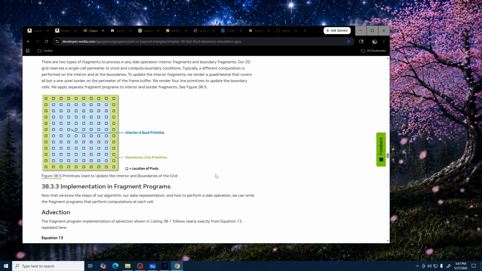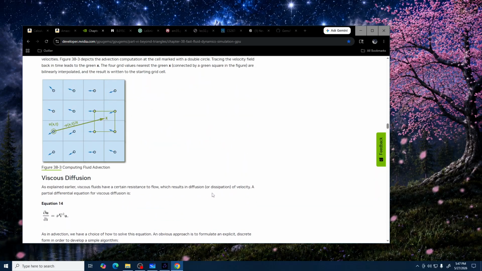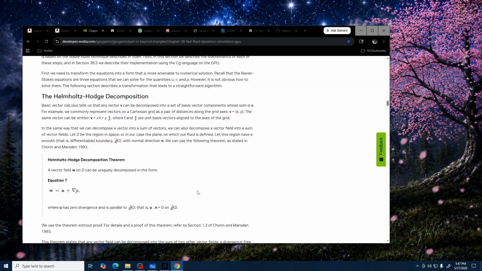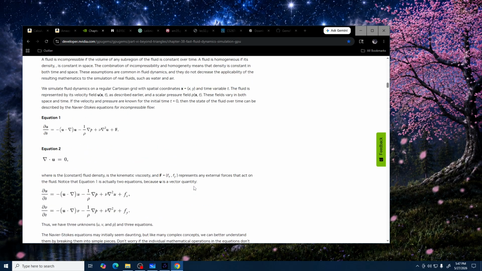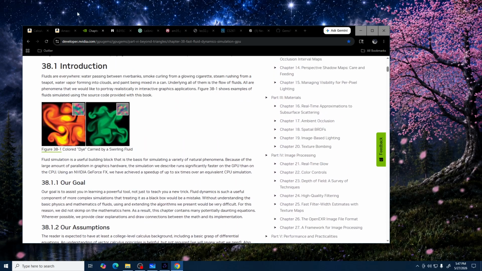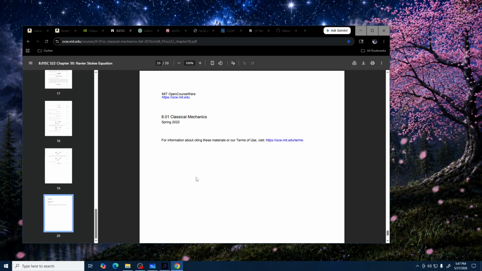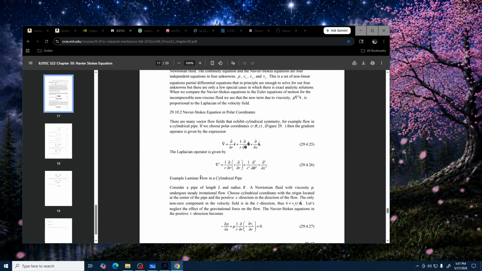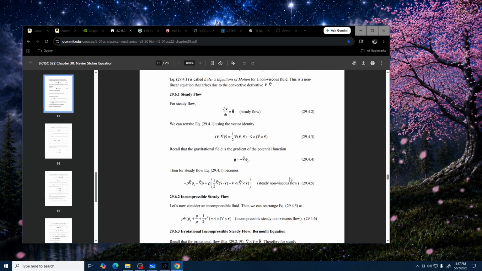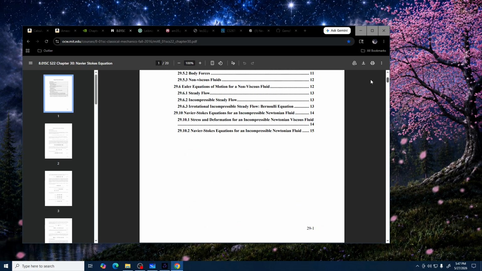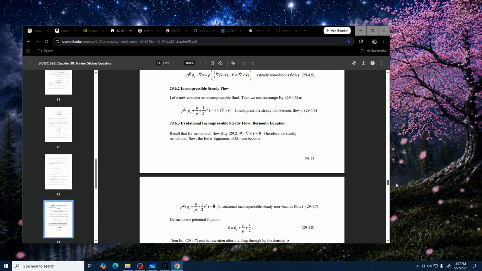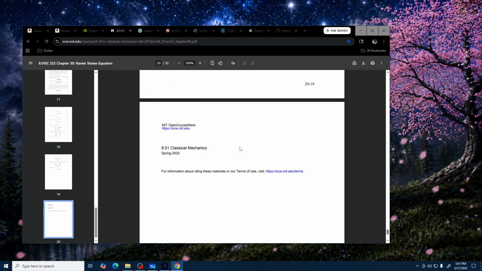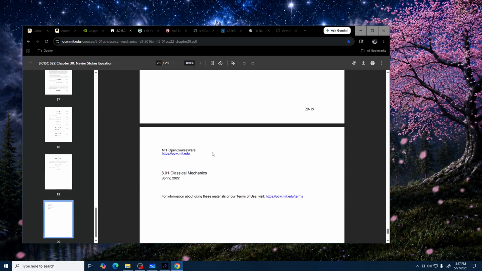My sources: I started out with GPU Gems, where they have variants on the derivation of the Navier Stokes equation, and then went through a number of other sources online. One of the best I've been able to find is this one, which is another MIT OpenCourseWare course. It was originally 8.01, which is the basic physics course at MIT, and apparently spring of 2022.